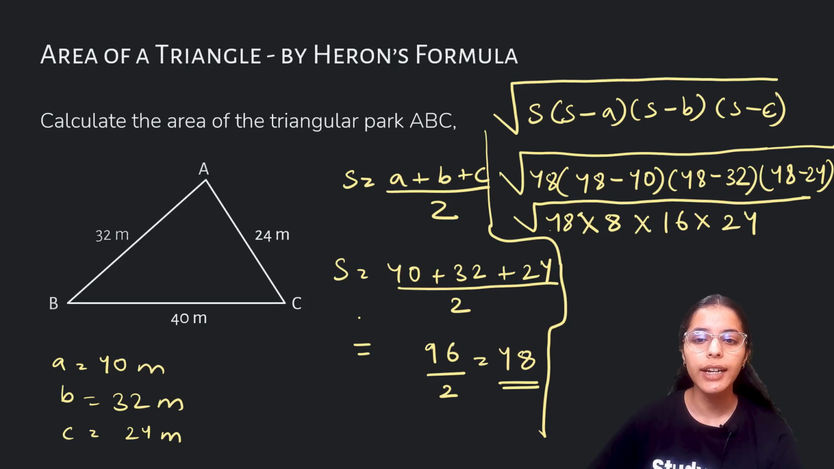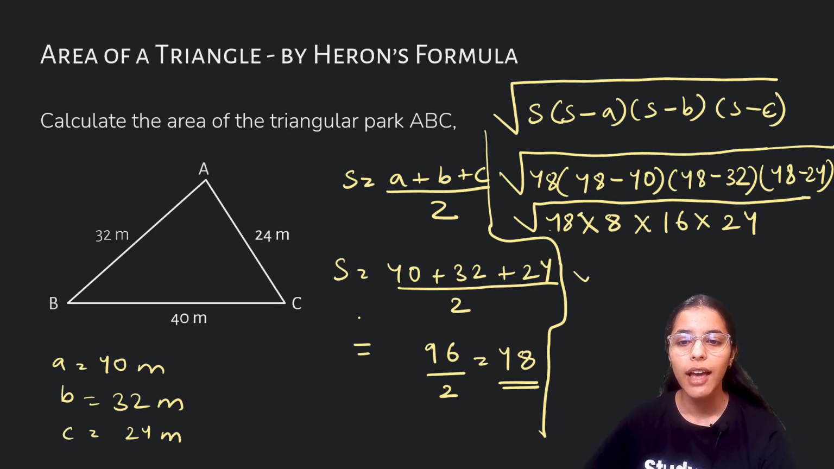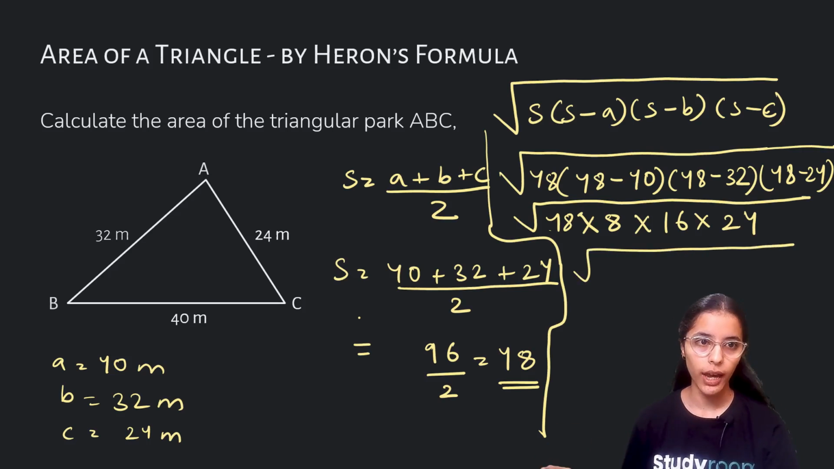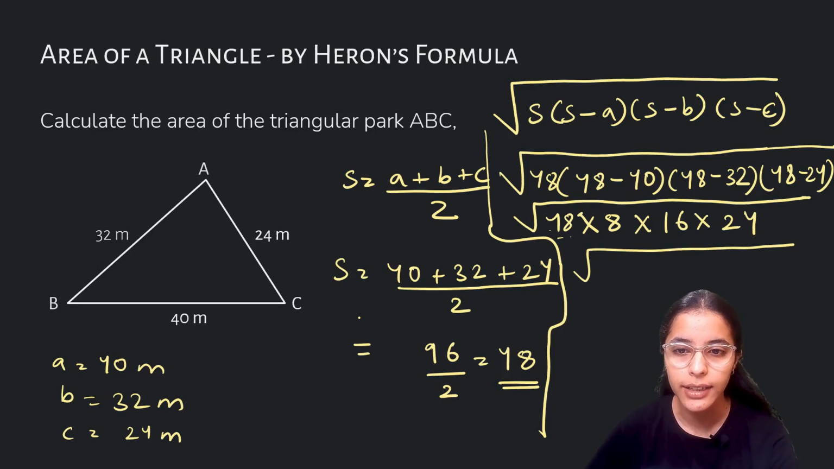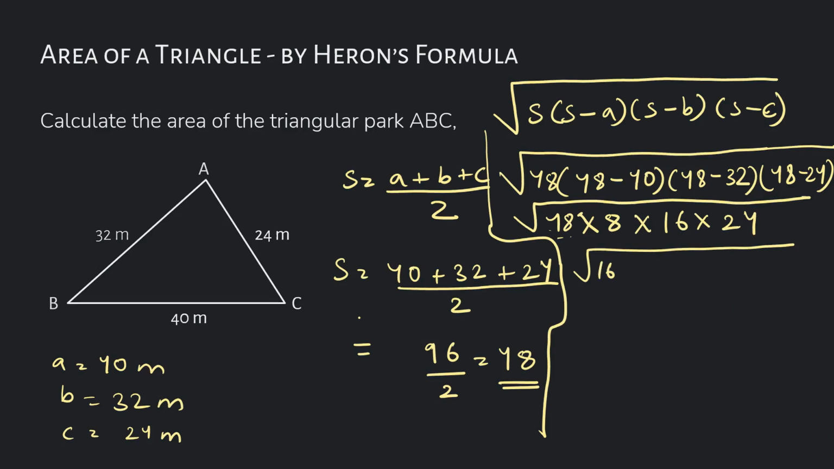Now it may be very difficult to calculate the multiplication of these numbers. So what we do is we convert each number into a perfect square or a multiplication of a perfect square and a prime number. Just like you used to do prime factorization, here we either prime factorize or we convert them into a perfect square multiplied by a prime number. So let us see how we calculate this. 48 can be written as 16, which is a perfect square, into 3. Then 8 can be written as 4 into 2. Then 16 is a perfect square, and we can write 24 as 4, a perfect square, into 6.